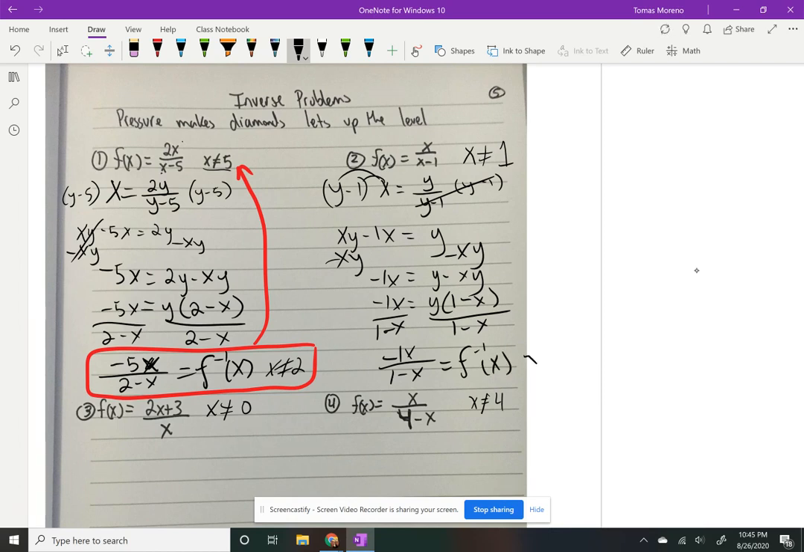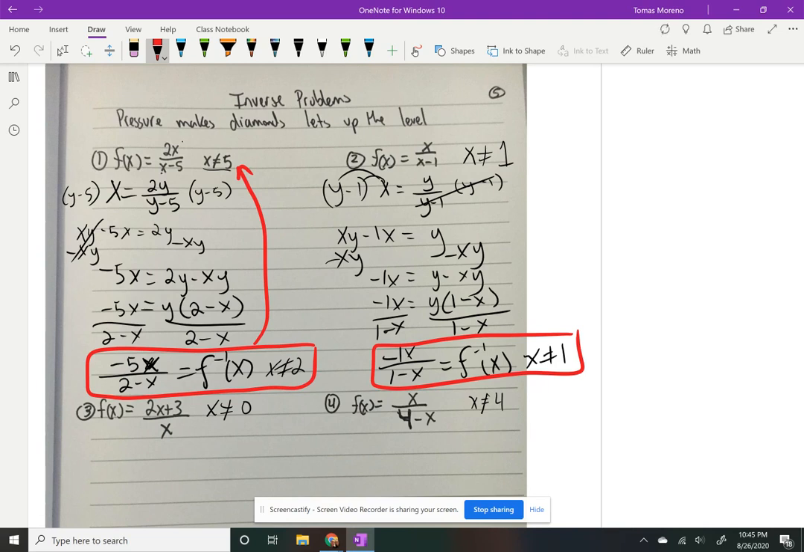And again, x cannot be 1. We have to remember to put that in there, because if not, then somebody will call us out, like, hey man, what if I put 1 there? That's not the inverse. Throws everything off, right? So we have to exclude that number. Okay. So guys, try them out.